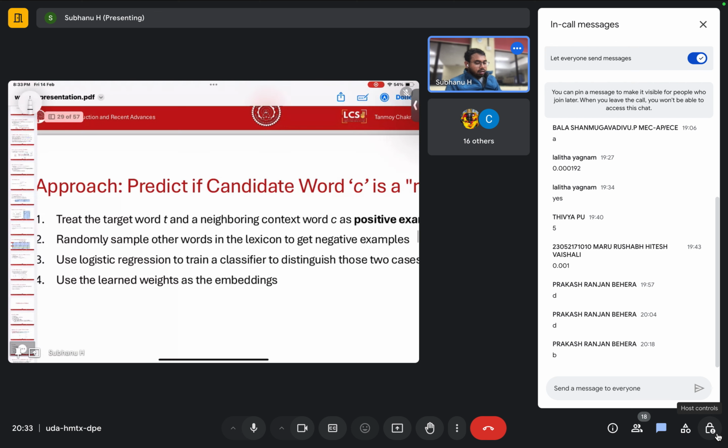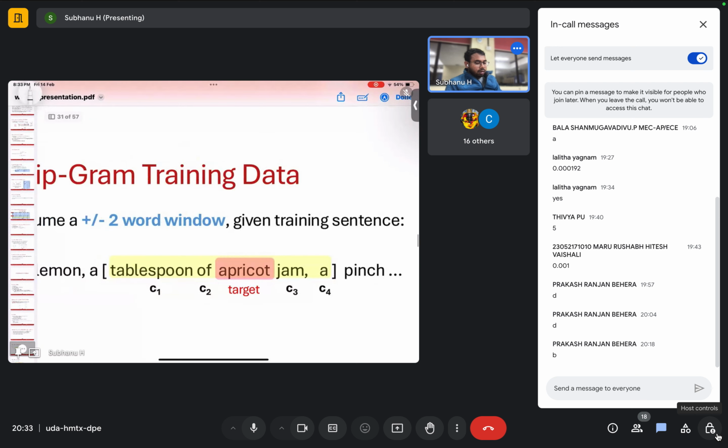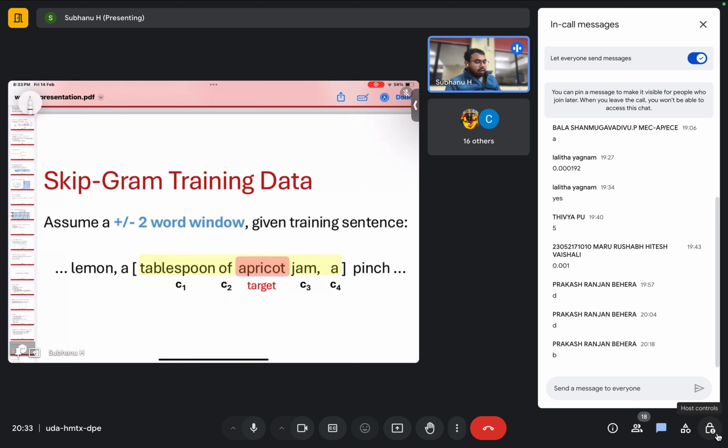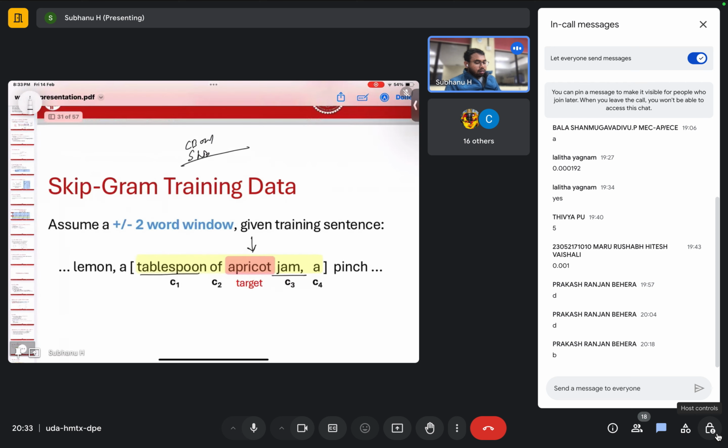So basically, what is it doing? Suppose you have been given a sentence like this. We have two algorithms, which are CBOW and skipgram. In CBOW, you are looking at your target, and these are your surrounding words. These are called positive words, and these are the negative words. You are taking a plus or minus two word window, giving the training sequence.